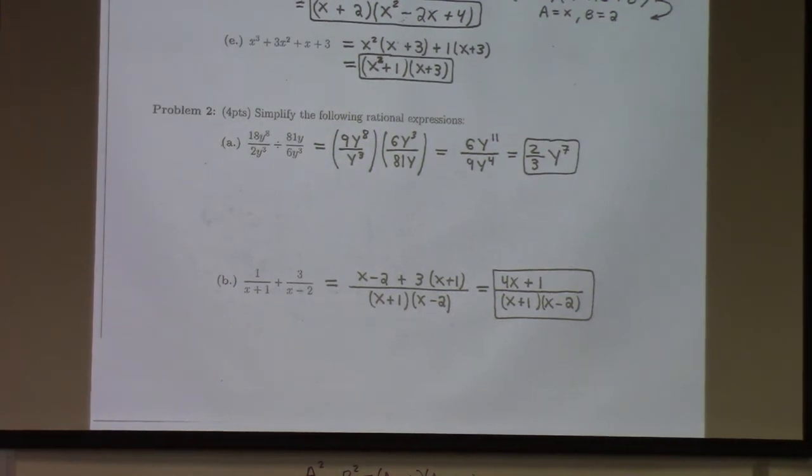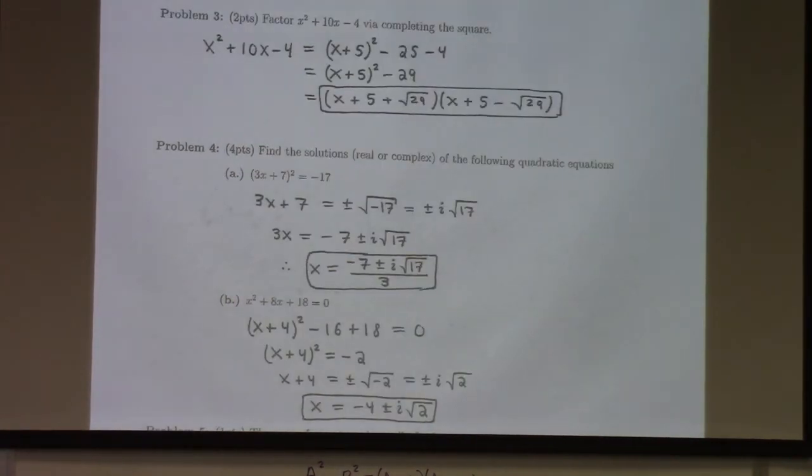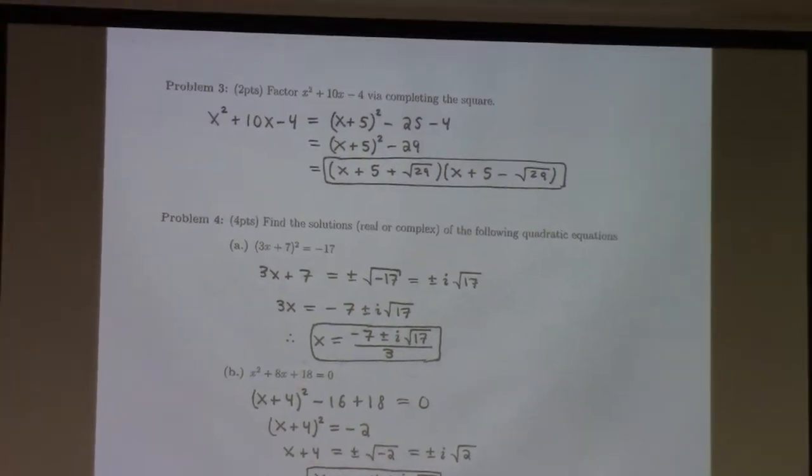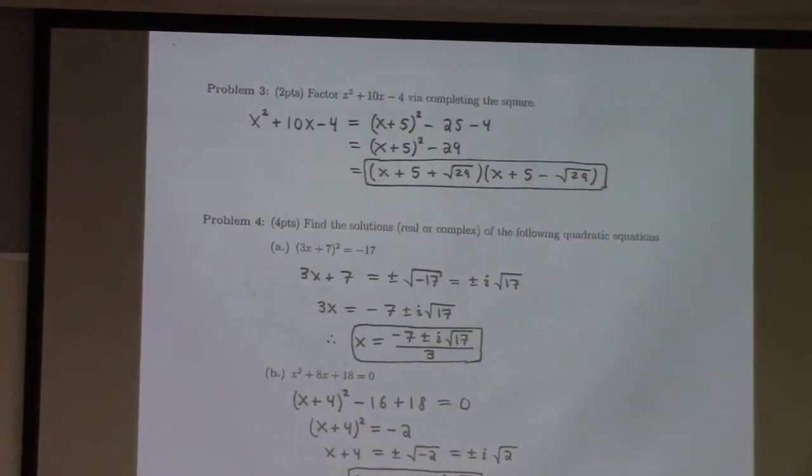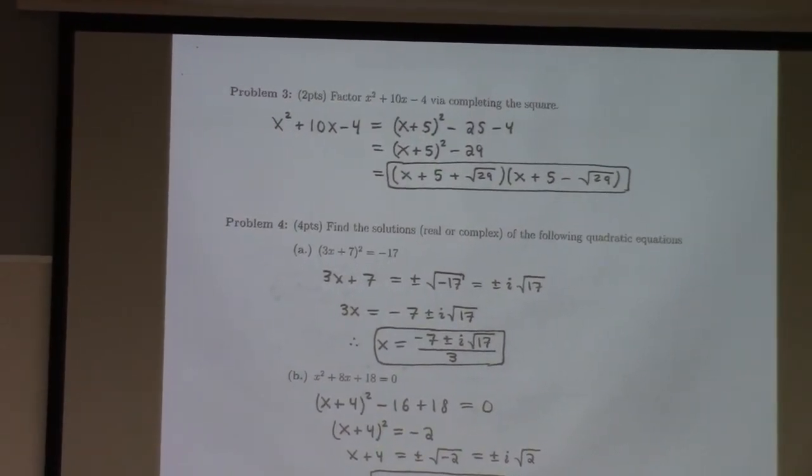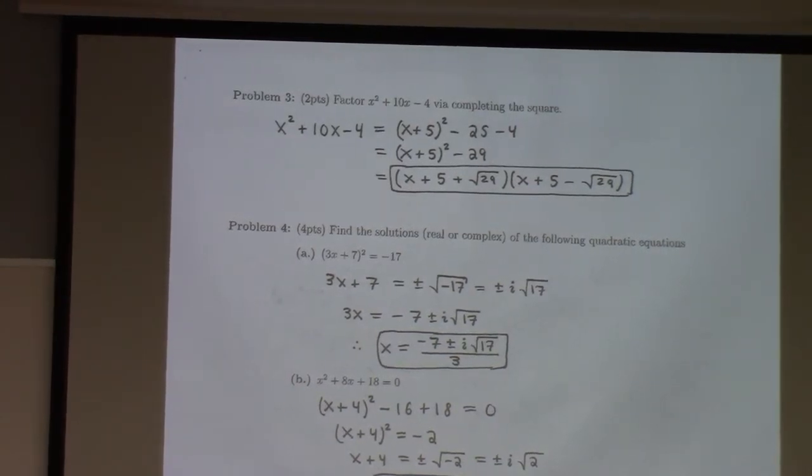All right, so I think this is version A, problem 3. Let's see here. So factor by completing the square. Almost all of you got this wrong. So you know, it's something I'd like for you to fix. This will be a part of the test, and I do want you to learn this.